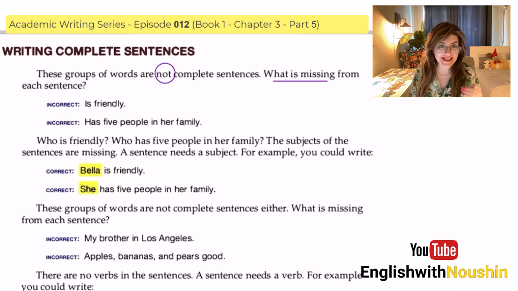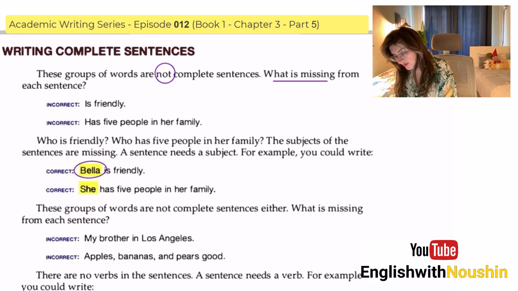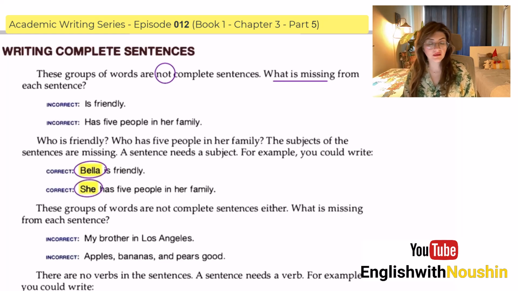And you need a subject. So the correct form would be, for example, "Bella is friendly." This is the noun and the subject. And "she has 5 people in her family." Again, it's my subject pronoun and the subject.